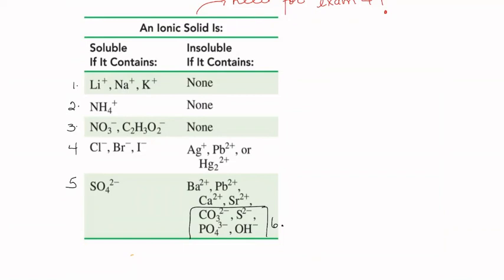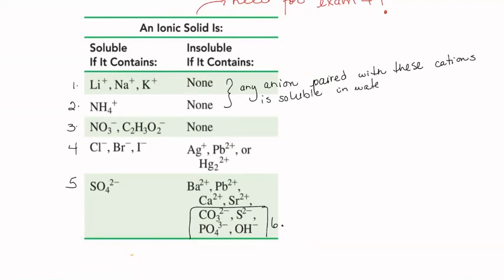So for rule number 1 and number 2, basically it means that any anion paired with these cations is soluble in water. So we label it aqueous.